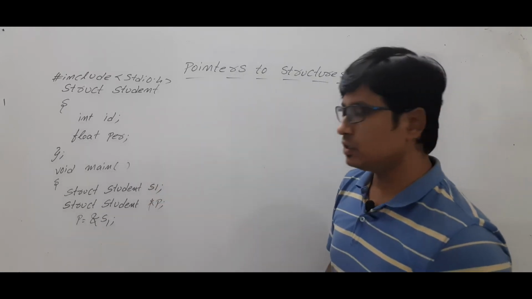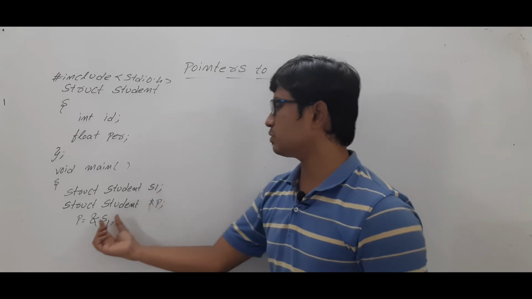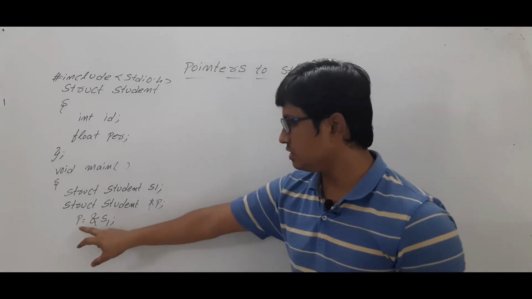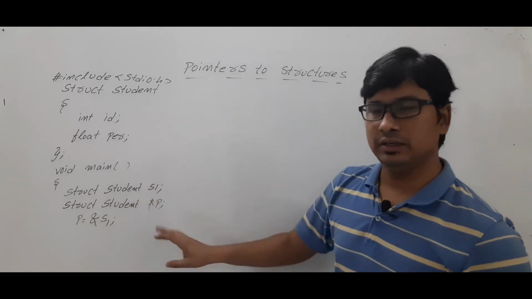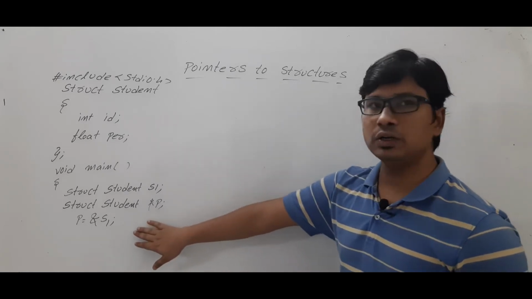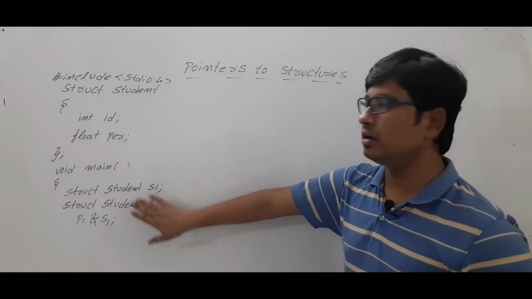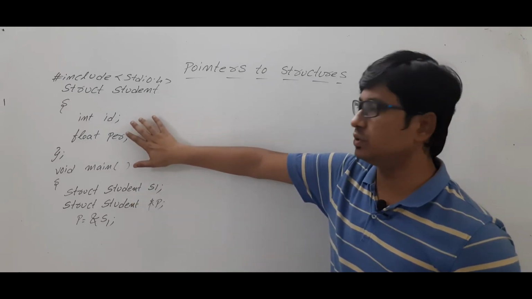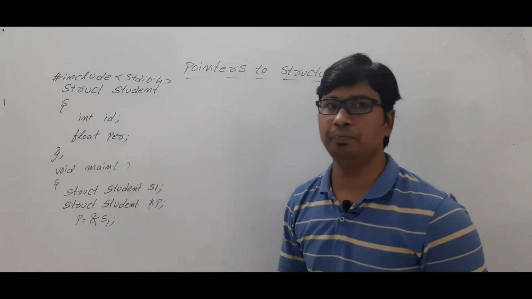So I am storing the address of this variable s1 in the pointer p. So now this p is pointing to the s1 variable. Is it clear? Now what do I want to do? I want to access the members of the structure called student using this variable p.